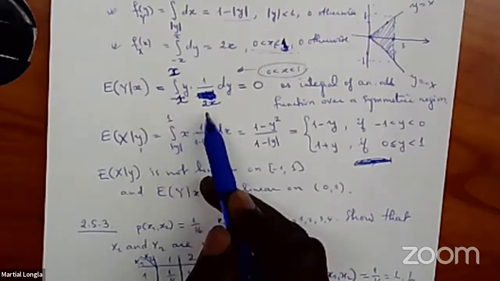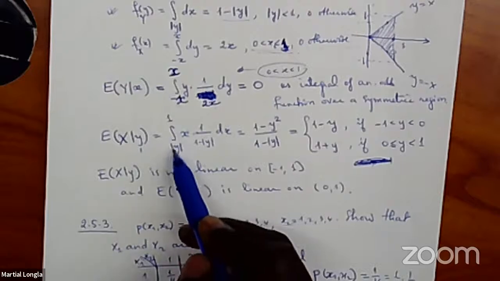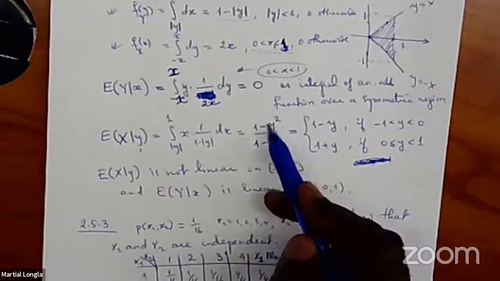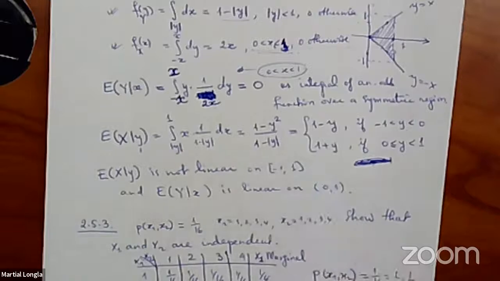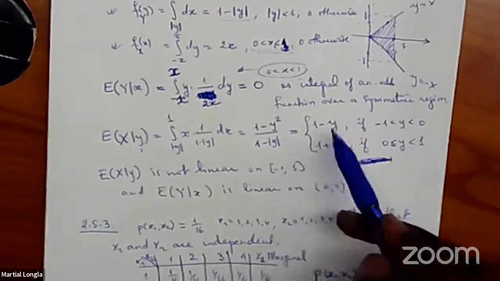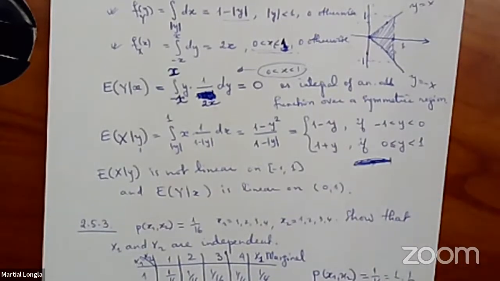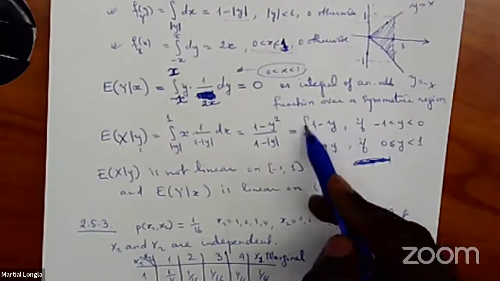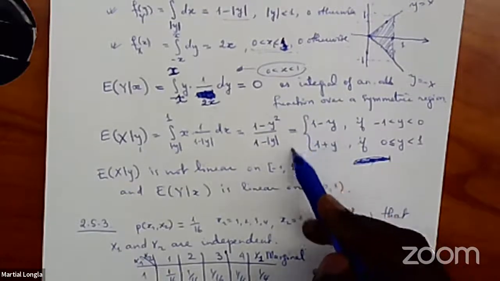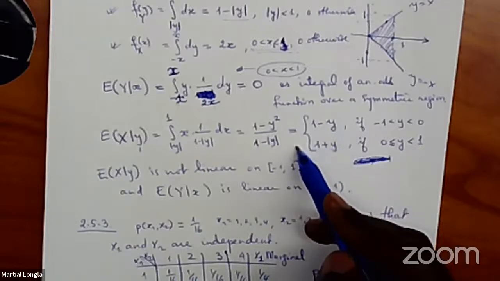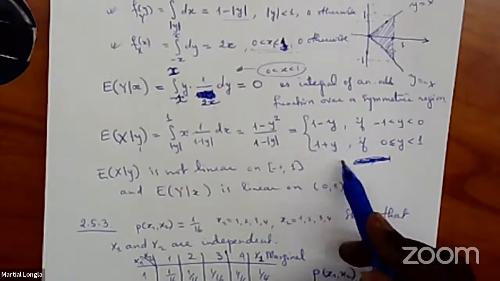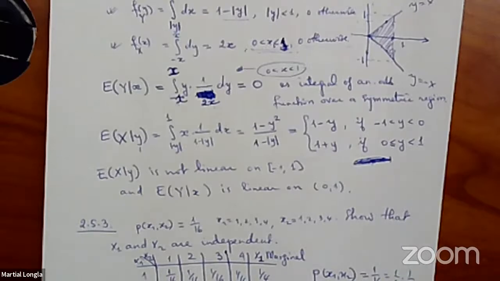Now, when you integrate this, that's x squared from 1 to absolute value of y to 1. This is what you get: 1 minus y squared over 1 minus absolute value of y, which is either 1 minus y when y is negative or 1 plus y when y is positive, between 0 and 1. Now, the conclusion where you had some confusion is that this function is not a linear function. It goes 1 minus y or 1 plus y, so it's like a triangle. It goes like this.